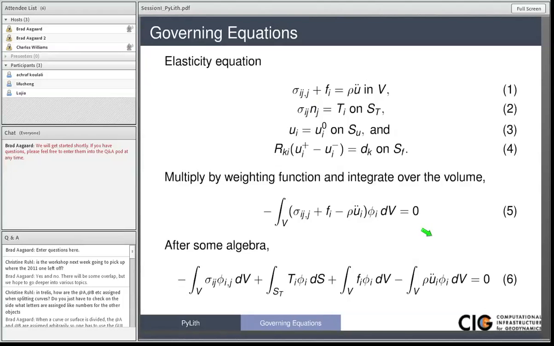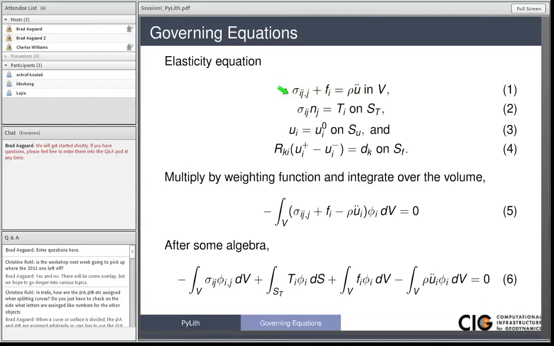So let's look at the governing equations in Pylith. We're solving the elasticity equation written here in equation 1. We have boundary conditions such as traction boundary conditions on surfaces S sub t written in equation 2. We have specified displacements usually on the boundary, but sometimes elsewhere in the domain. That's equation 3. And then we have relative displacement across fault surfaces written in equation 4.